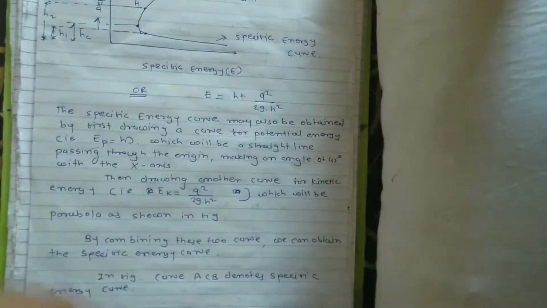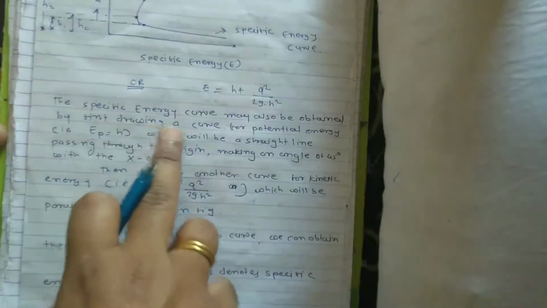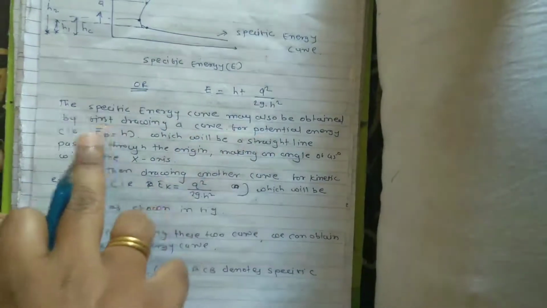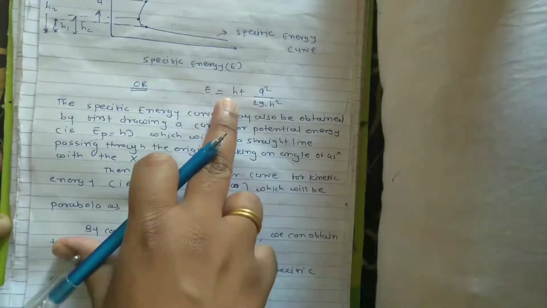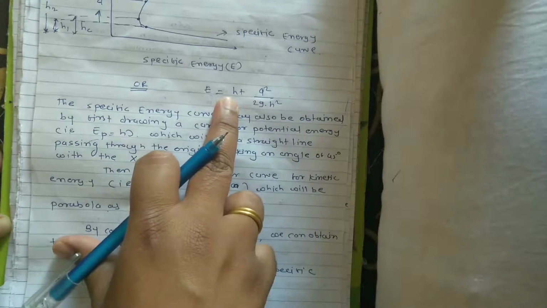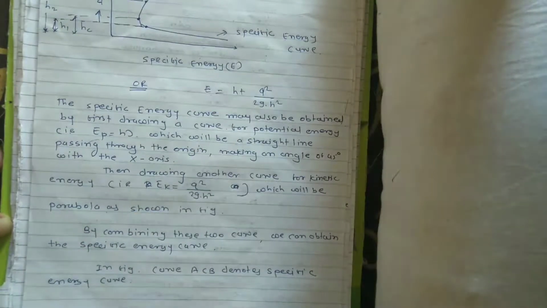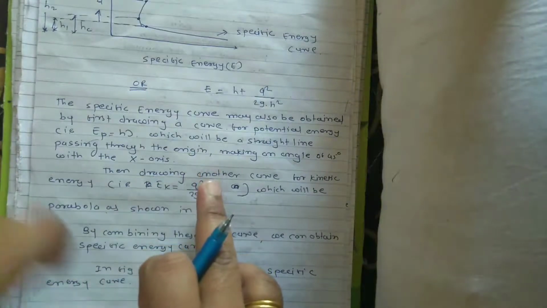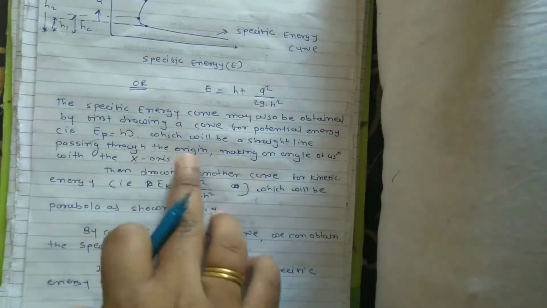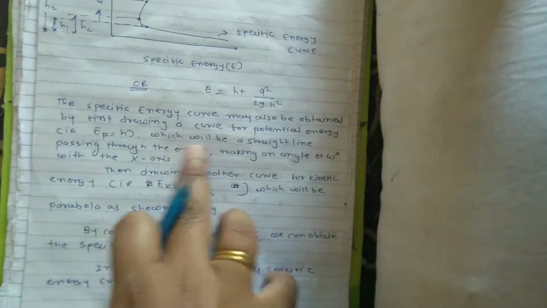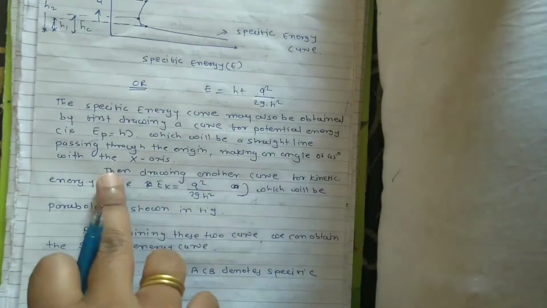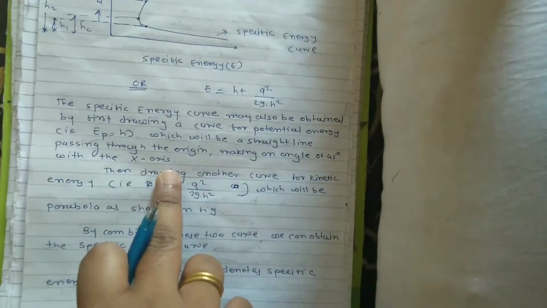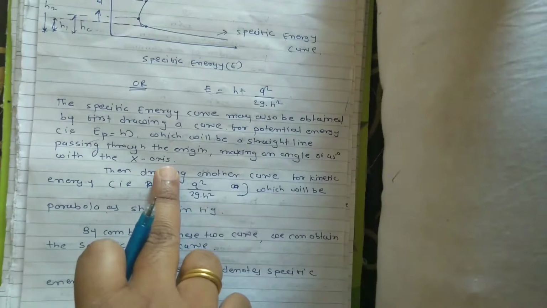Or in another way, you can draw the specific energy curve by first drawing a curve for potential energy. First of all, we have to draw the curve for this potential energy. How much is it? This EP is equal to H. So that is your potential energy. How is its curve? The potential energy curve will be a straight line passing through the origin, making an angle of 45 degrees with the x-axis. So this is your potential energy curve.